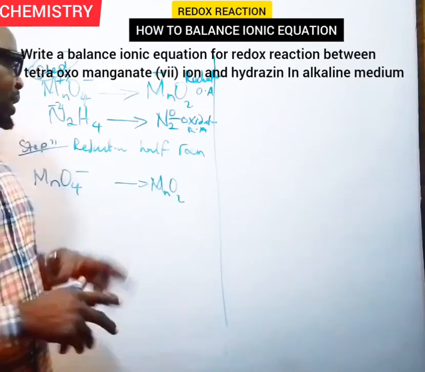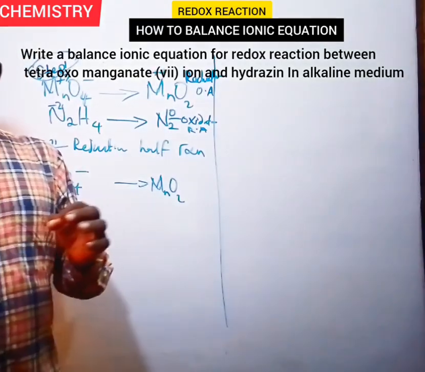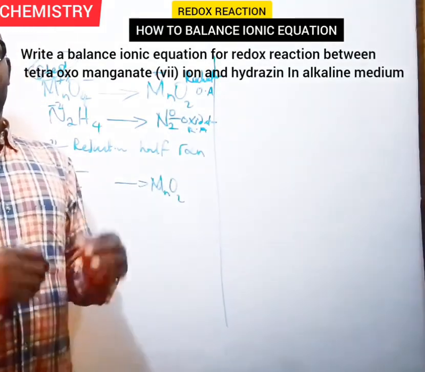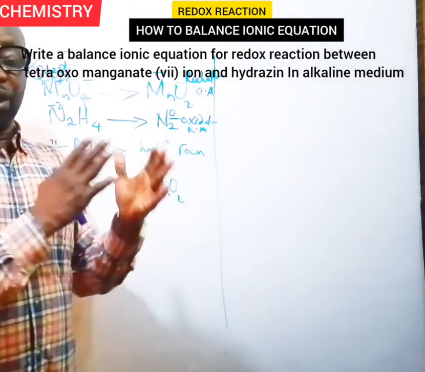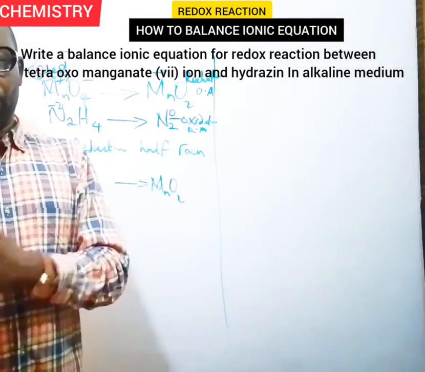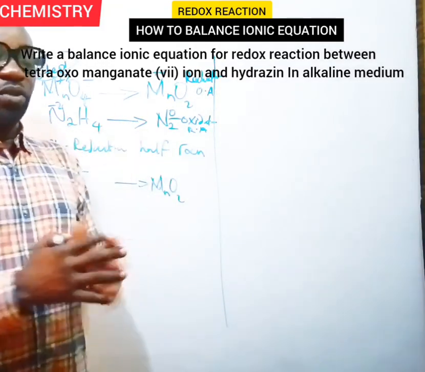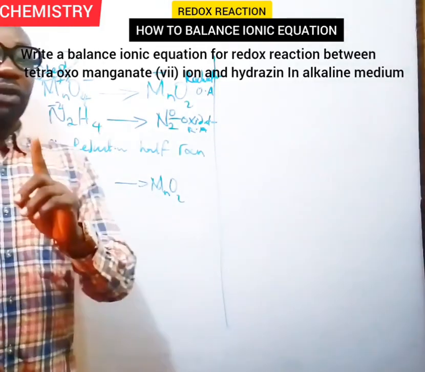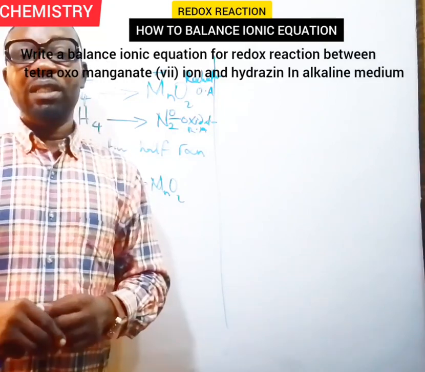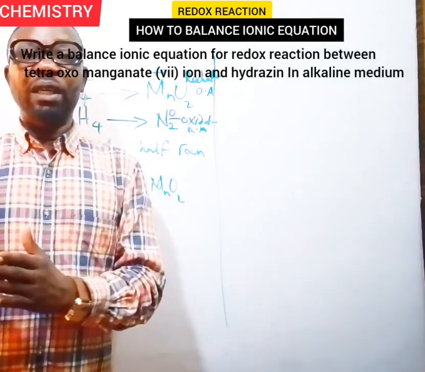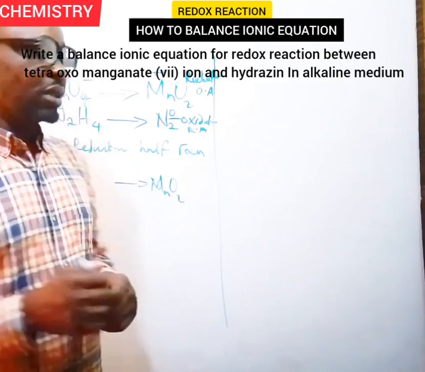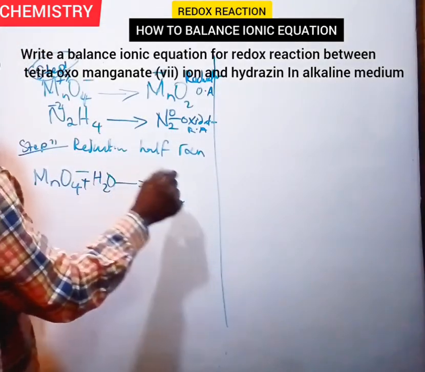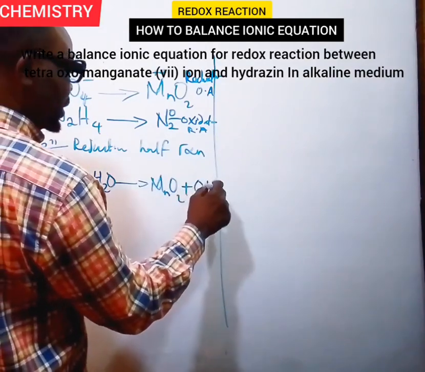In this case, unlike in acidic medium, whereby you add hydrogen to the reactant side and water to the product side, here you are going to add water to the reactant side and add hydroxide ion to the product side. Take note of that. Add water to the reactant side and hydroxide ion to the product side. So we have plus H2O plus OH minus.